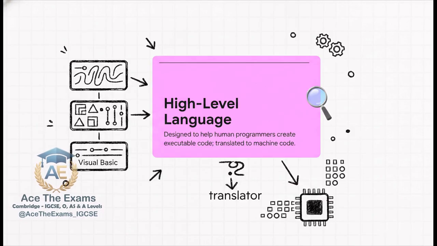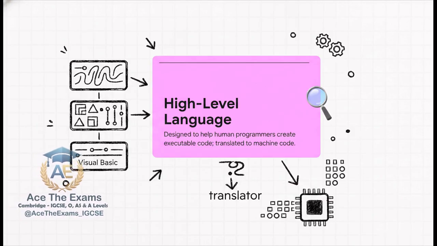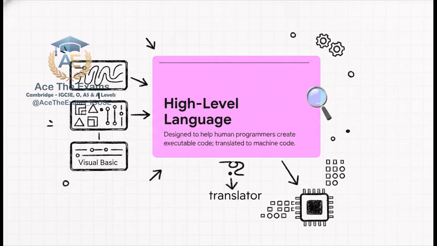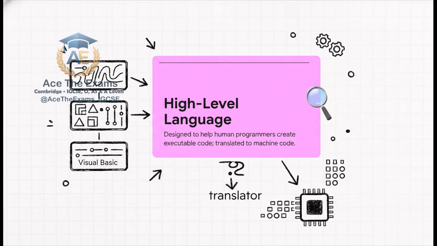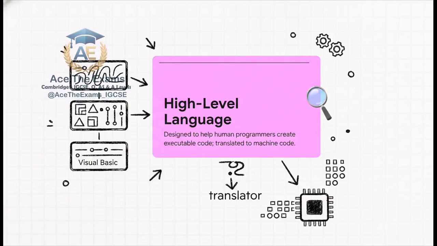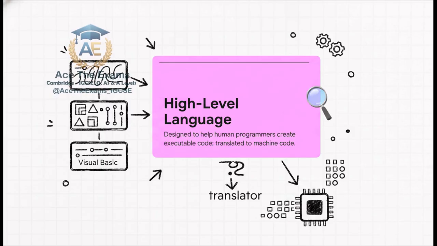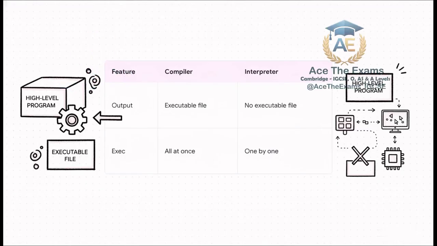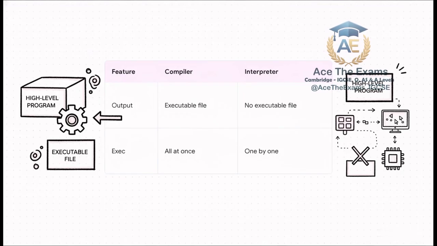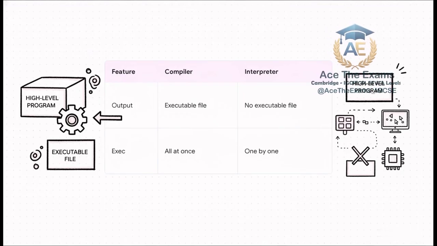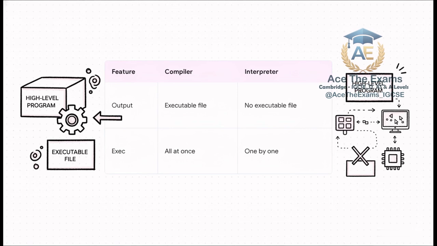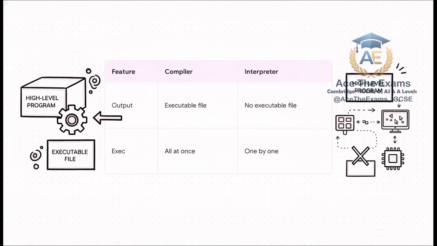But here's the kicker. Your computer's processor? It has absolutely no idea what those words mean. It only speaks pure machine code. So every high-level language requires a translator to convert that human-readable text into executable machine code. And there is a stark contrast between the two main types of translators, compilers and interpreters. This comparison is literally a goldmine for exam marks.